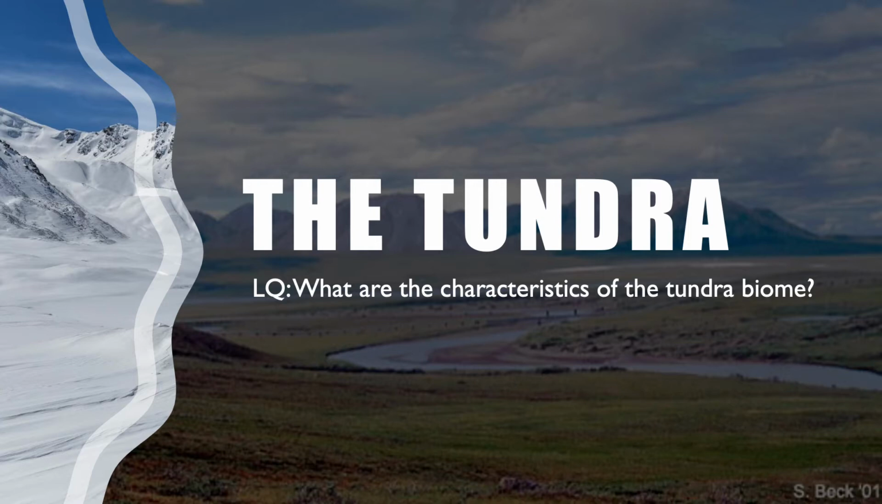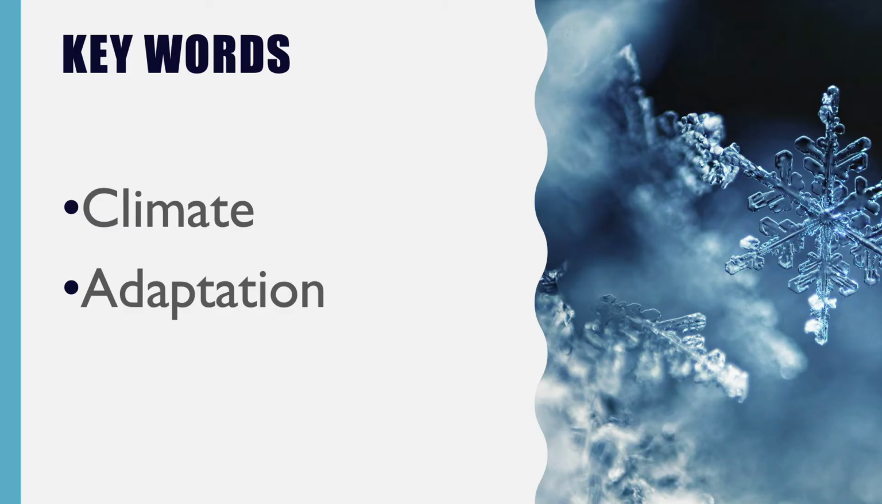Okay, we're going to be thinking about what the biome is like. In particular, if we look at our keywords, we're going to be thinking about the climate, and about some of the adaptations that plants and animals have developed in order to survive in the tundra. Both of these keywords are things we've come across before when we talked about the rainforest, so hopefully this will refresh your memories if you're a little bit unsure. So, first of all, we're going to look at climate.